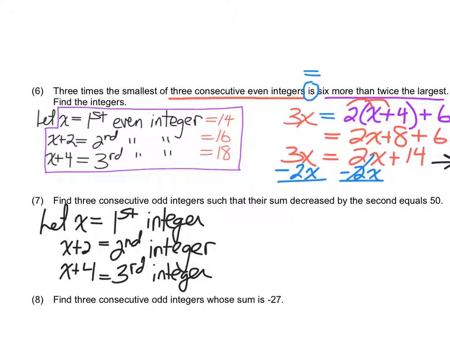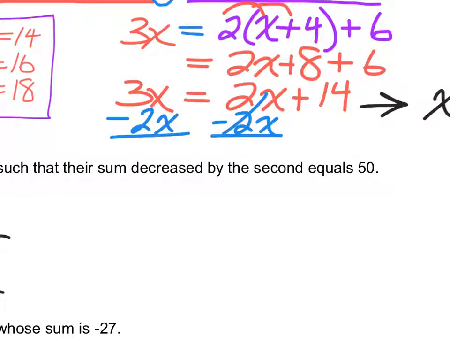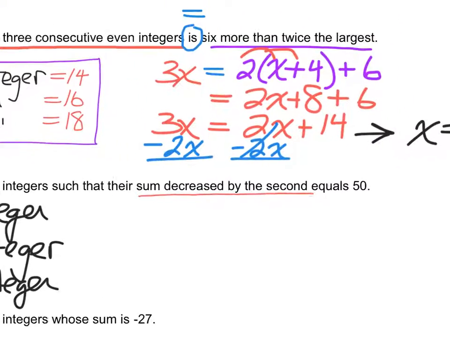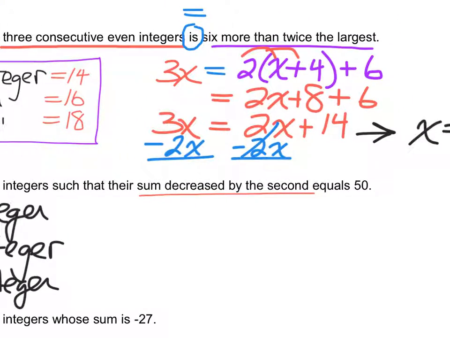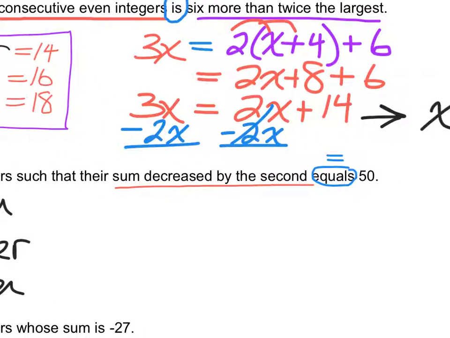Now, we want the sum. So this is where we actually get to work. There's some decreased by the second equals 50. So can you just not incorporate the second one because they'll cancel each other out? It all depends on, sorry. Okay. You're right. You have to show it. No, you don't have to show it. But you know what? I'm going to show it, though, just so I can illustrate what you're talking about.